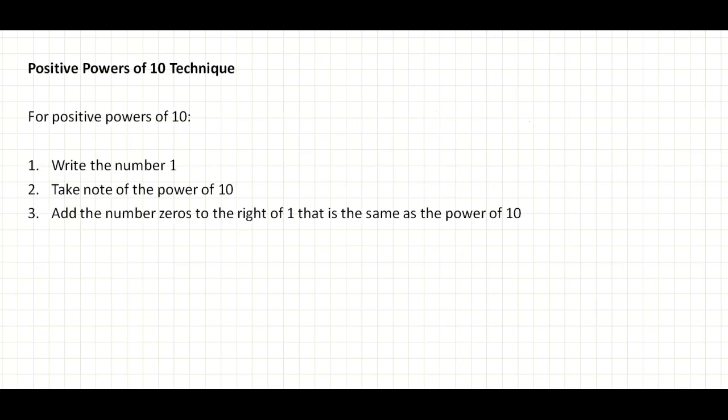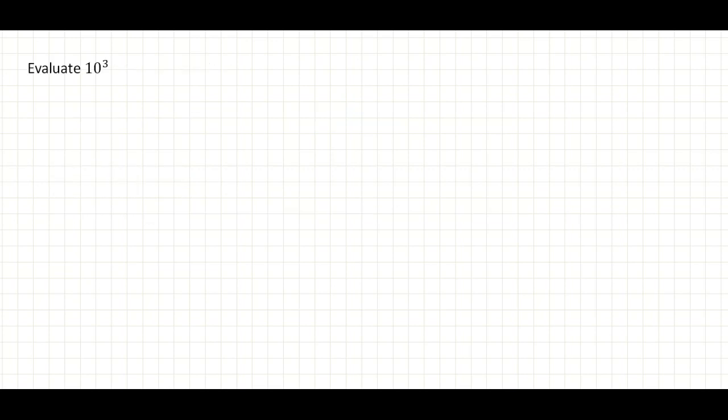So let's go ahead and look at the technique that I like to use. When you have positive powers of 10, the first thing you want to do is write the number 1. Then you take note of the power. Remember that the power is written in this form, 10 to the power of x. So you take note of the value x, and then you add a number of zeros to the right of 1 that matches the number x. Let's look at a few examples together.